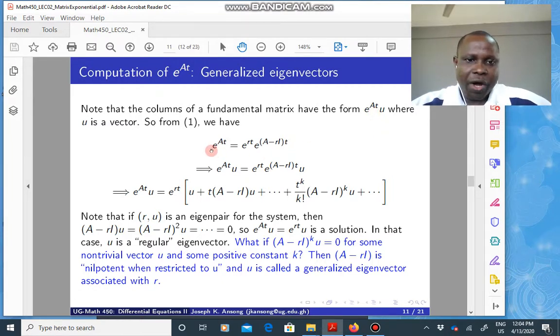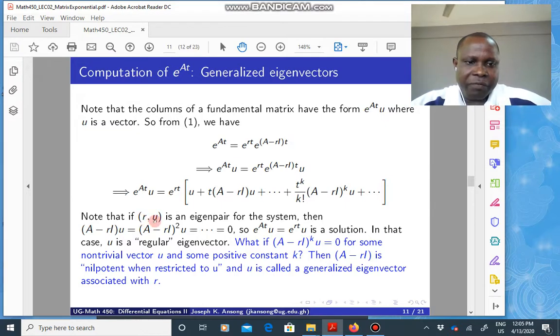From equation 1 in the previous lecture, we showed that e to the At can be written as e to the rt times e to the (A minus rI)t. So I can multiply this by u, because I know that the fundamental matrix columns are of this form. Multiply through by u, you get this. So that e to the At times u is equal to e to the rt times this. And now I can expand this using the definition of the matrix exponential and multiply by u, and that gives me what is in the square bracket. Note that this is an infinite series.